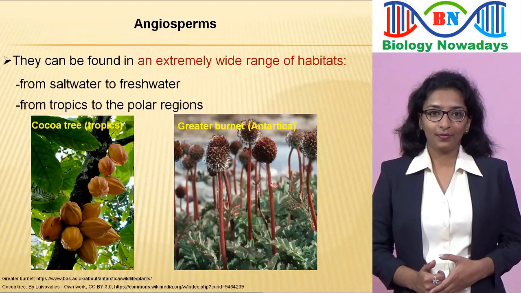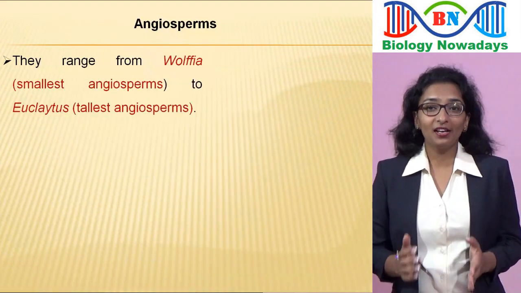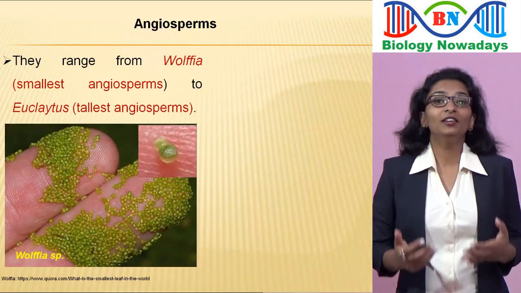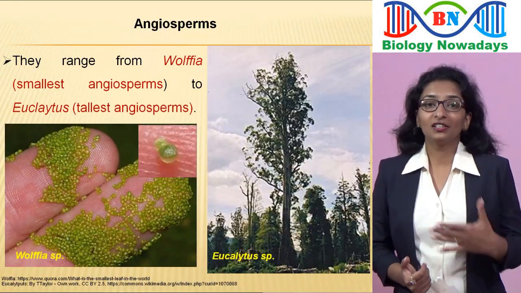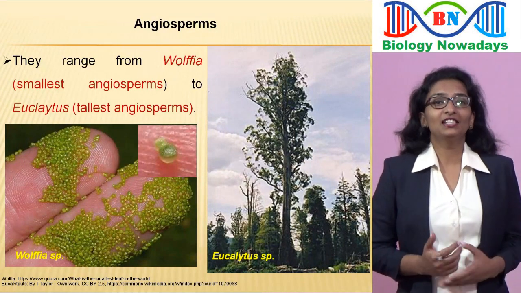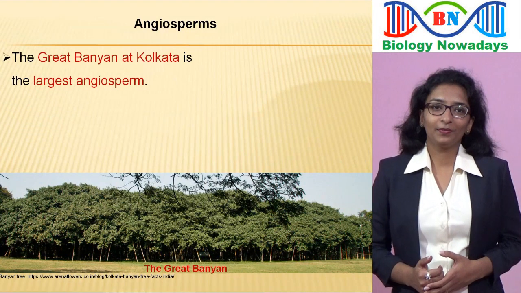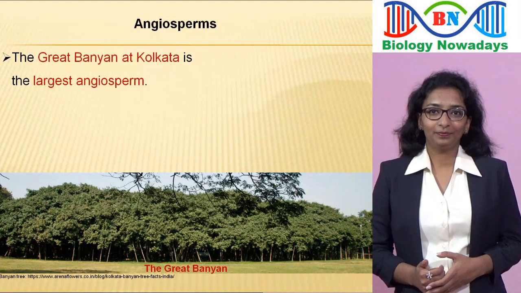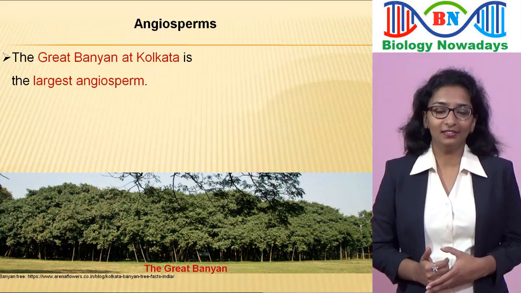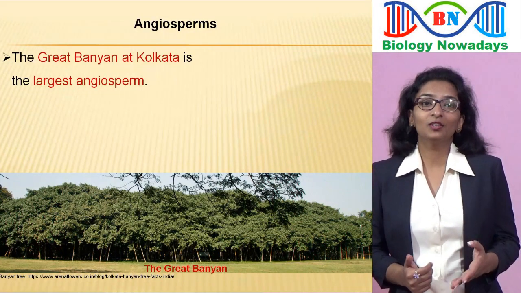polar regions. They range in size from tiny, almost microscopic wolffia to tall eucalyptus trees, which reach up to a height of 100 meters. The largest angiosperm is a banyan tree called the Great Banyan. It is located in the Acharya Jagadish Chandra Bose Indian Botanic Garden at Howrah, near Kolkata.